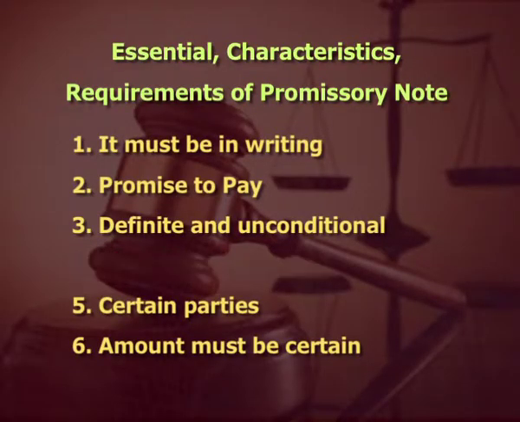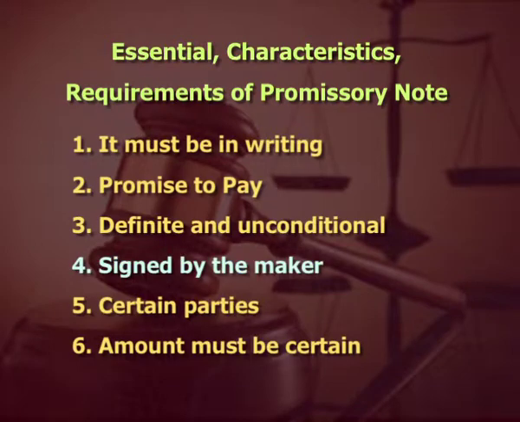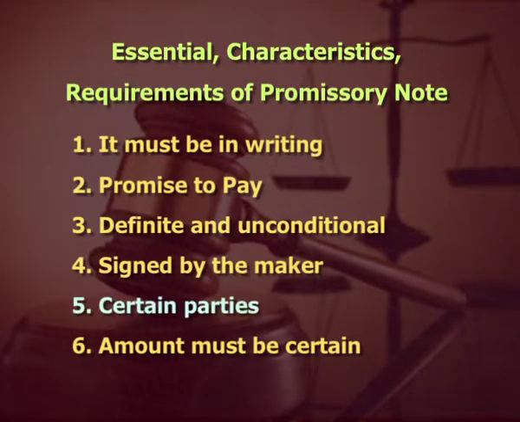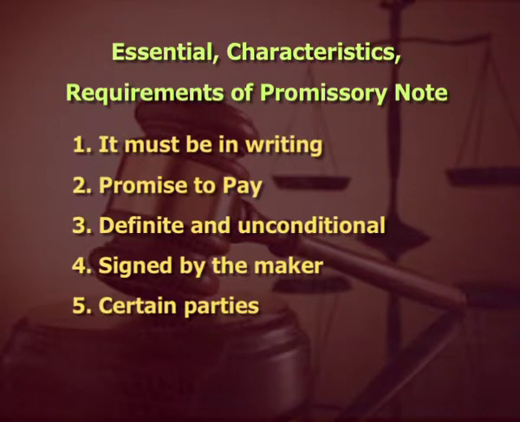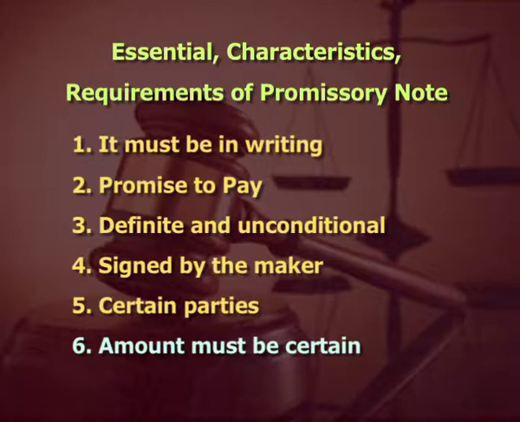Fourth, signed by the maker. The note must be signed by the maker, otherwise it is incomplete. Even if it is written by the maker himself with his name on the note, still his signature must be there. Fifth, certain parties. The instrument must point out the parties with certainty. Where the maker and the payee are not identified with certainty from the instrument, even if it contains an unconditional promise to pay, it is not a promissory note. Sixth, the amount must be certain. The sum to be paid must be certain and must not be capable of contingent additions or subtractions.